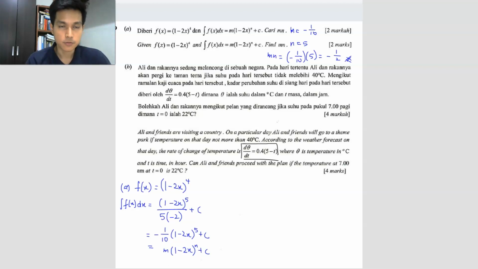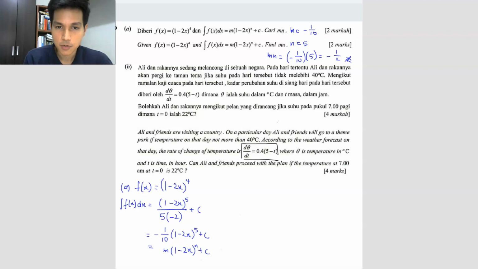If the temperature is more than 40 degrees, they won't go. Correct? So you just want to find out if the temperature exceeds that number or not. Okay, you don't want it to exceed. So how do you know what's the maximum temperature? You just want to find out what's the maximum, correct? So how to find maximum?